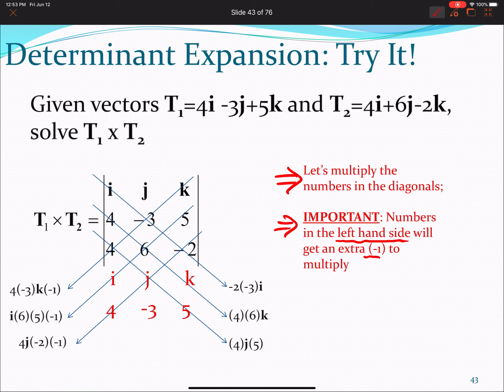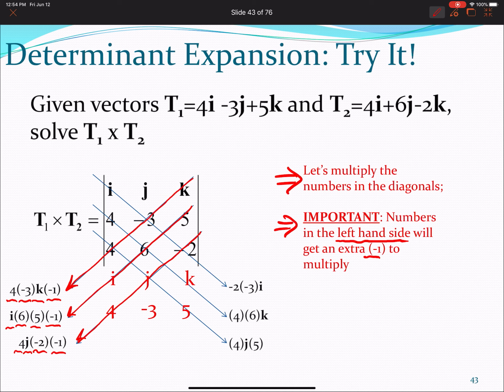So let's do it. In the first diagonal on the left, I have 4 times minus 3 times k hat times minus 1. In this second diagonal over here, I have 6 times 5 times minus 1 times i hat. Third diagonal, I have 4 times j hat times minus 2 times minus 1.